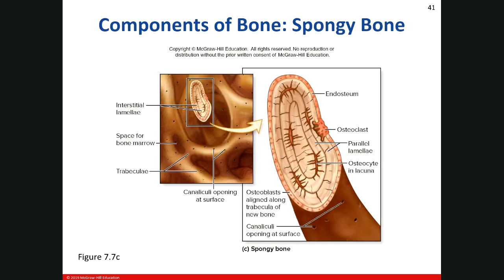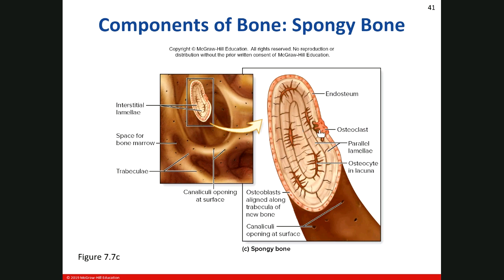So when we zoom in on our trabeculae, you can see here's our lattice work, and then we just did a nice cross section. And you can see here in our trabeculae, we don't have a central canal. So there's no osteon formation here. It looks very similar because we've got our parallel lamellae running around here, and we also have our lacuna with the osteocytes in it, and we still see the canaliculi here, but we're just missing that central canal and those osteon formations.